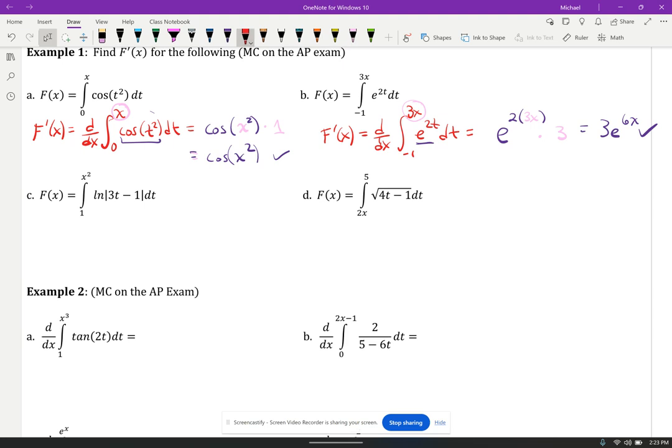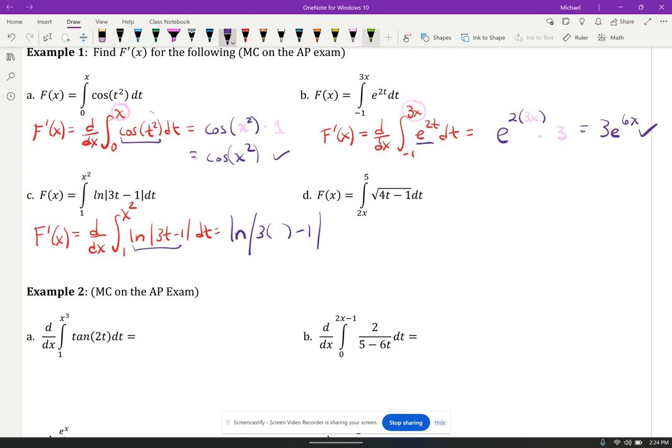All right, so can I try the next one? F prime of x means that I'm taking the derivative of this function, the natural log of the absolute value of 3t minus 1 dt. I'm supposed to take my function. Since I'm taking the derivative of the integral, they're going to undo each other. So I'm left with the natural log of the absolute value of 3 times something minus 1.